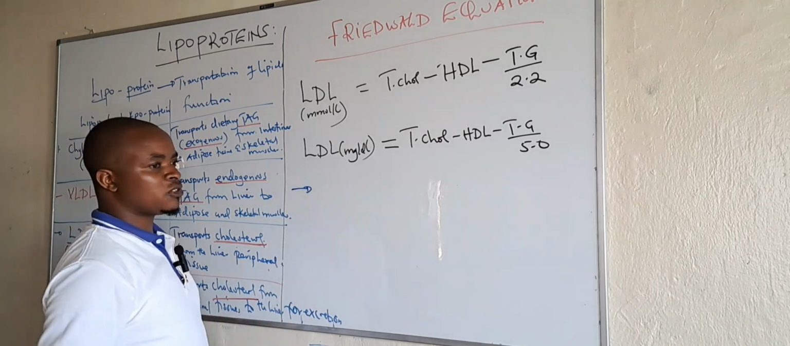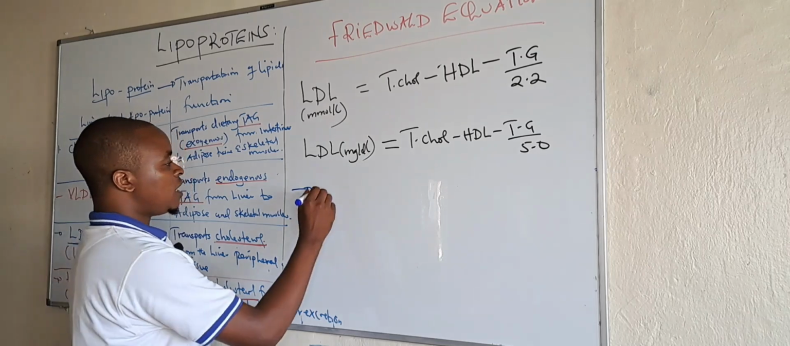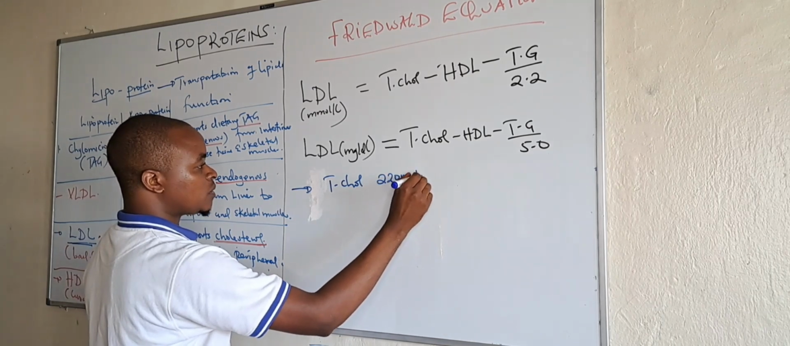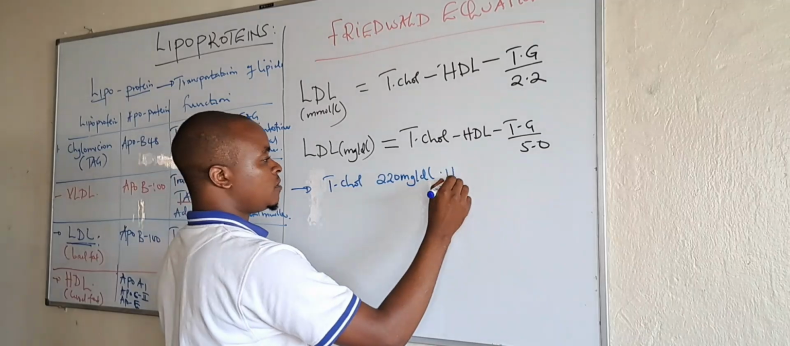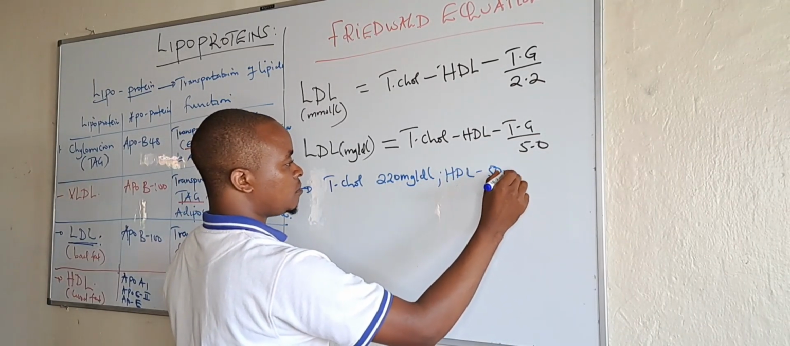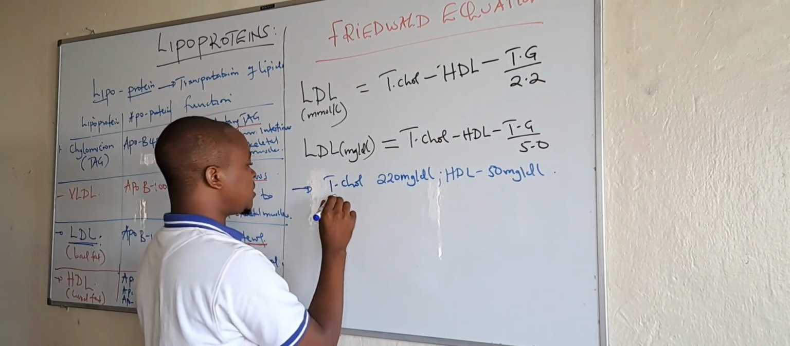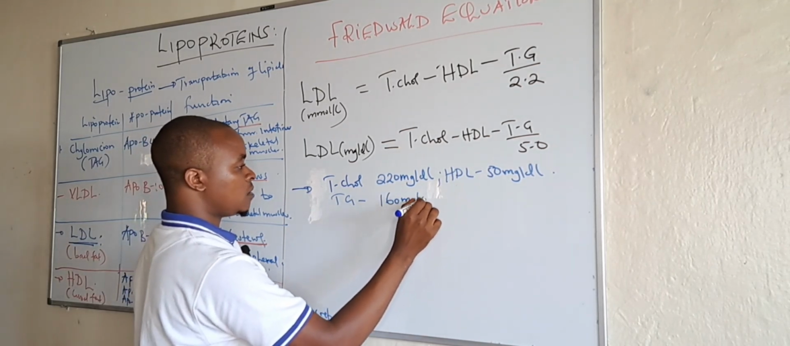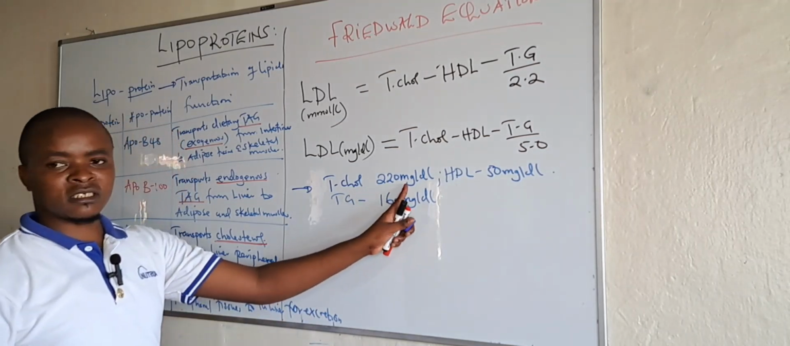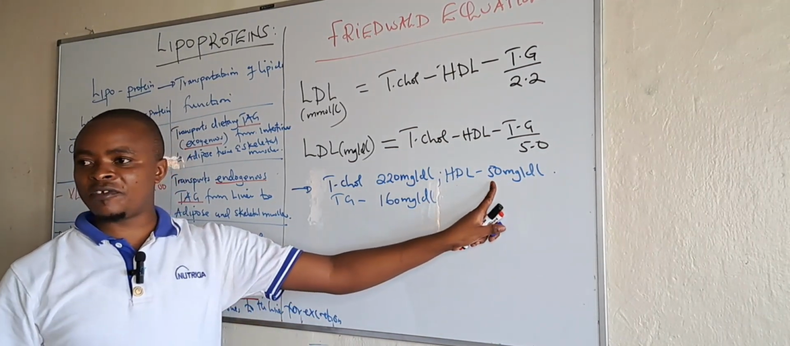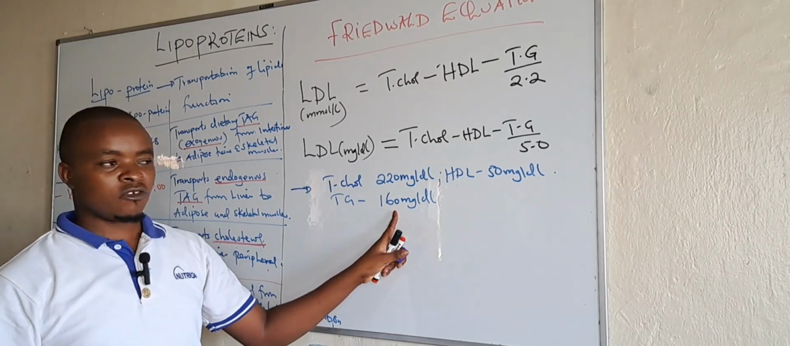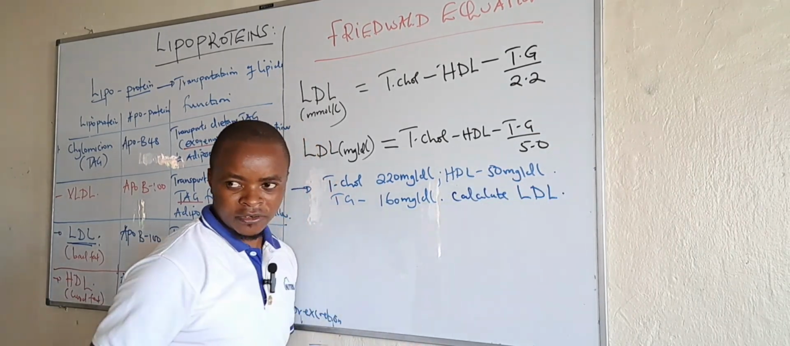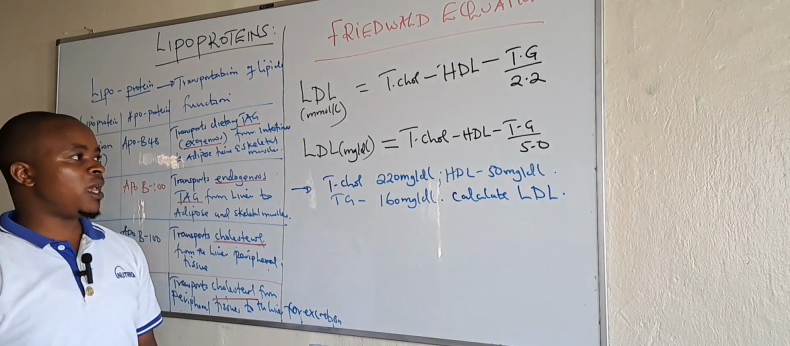We can give an example. Assume in the laboratory you get a patient and his total cholesterol is 220 milligrams per deciliter, and his HDL was 50 milligrams per deciliter, and his triglyceride is 160 milligrams per deciliter. So given that total cholesterol is 220, high density lipoprotein is 50, and triglyceride is 160, we can calculate the levels of LDL, isn't it? And here we apply the Friedewald equation.